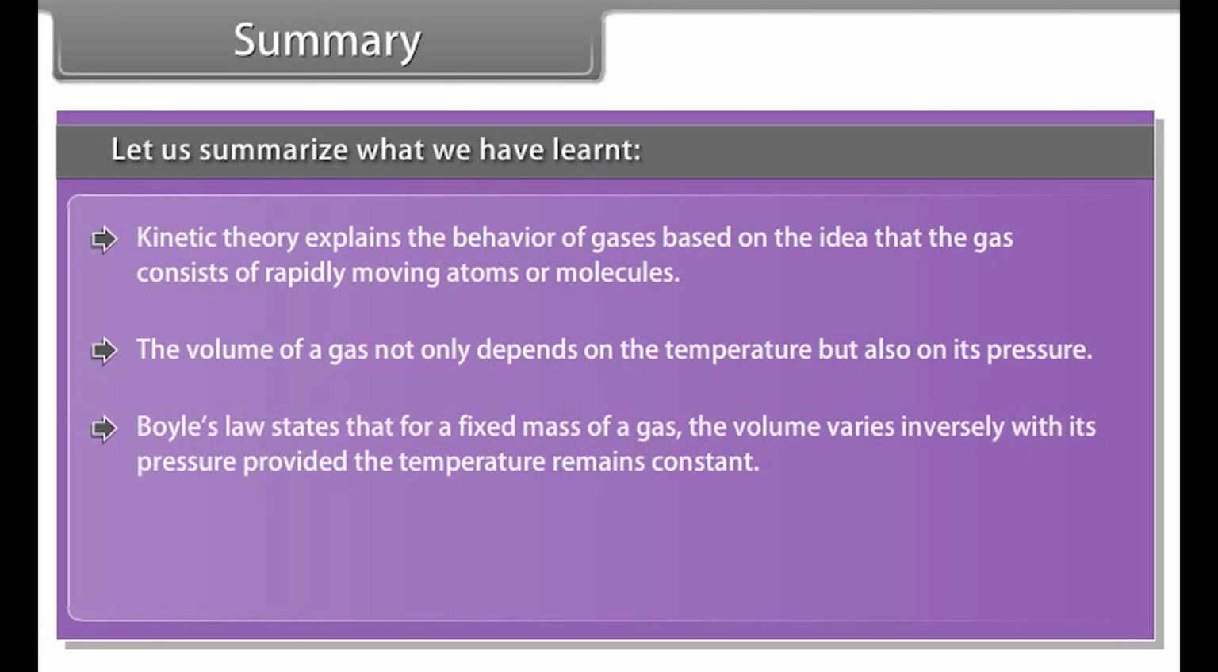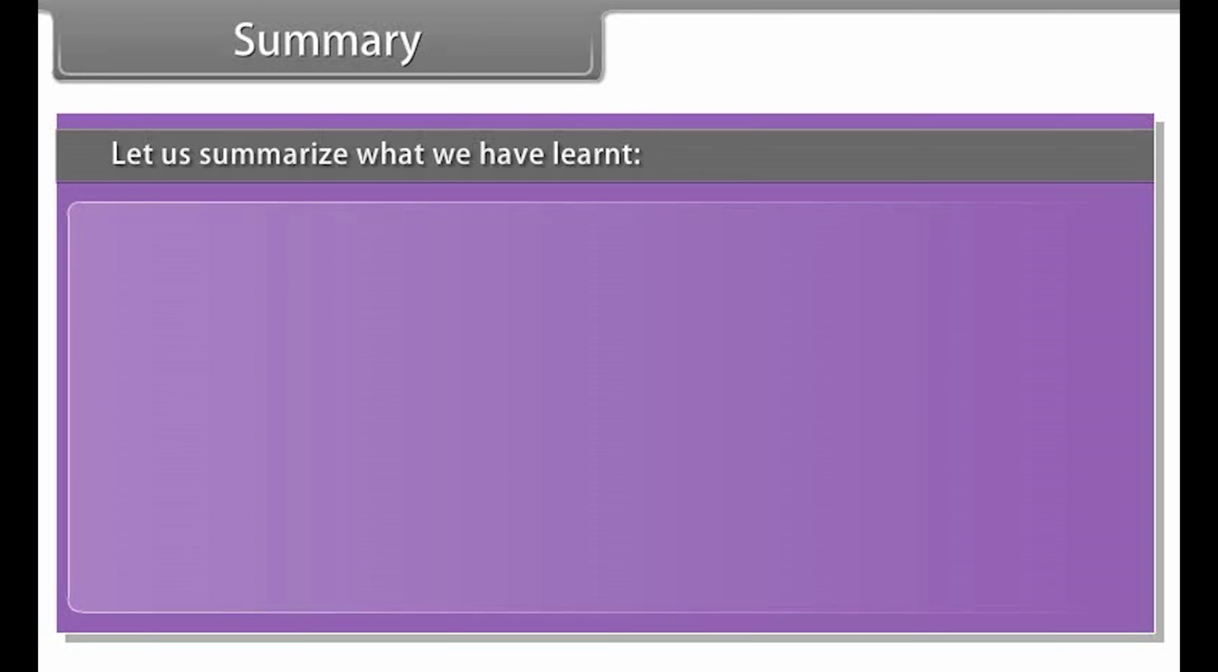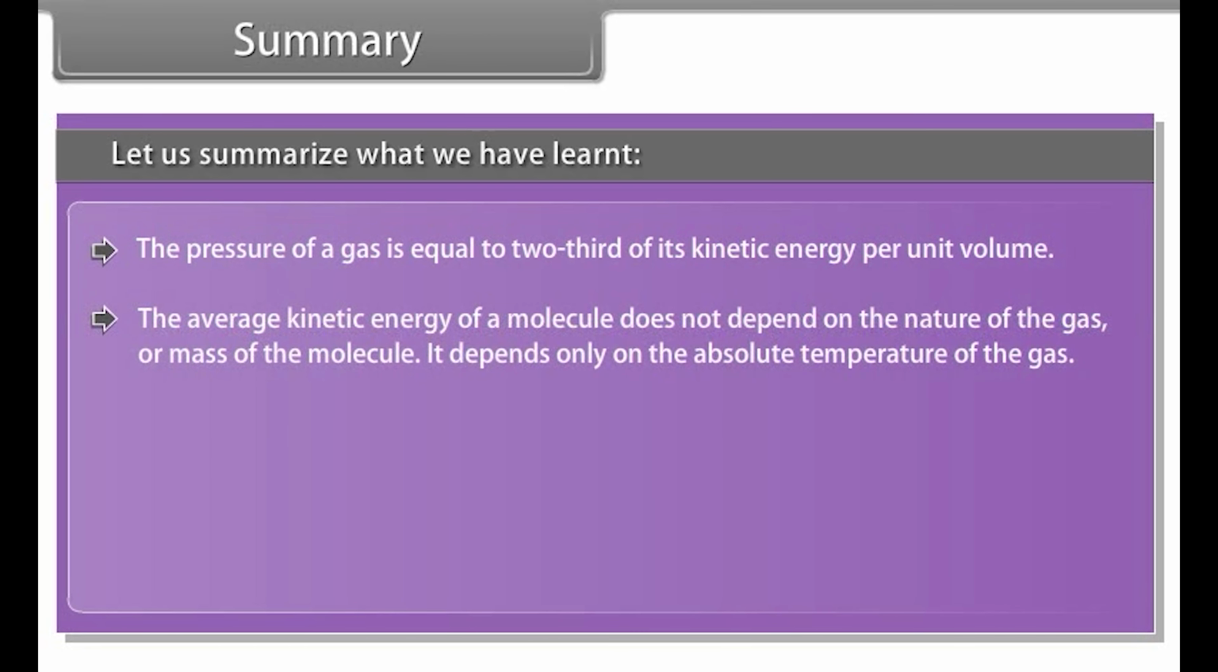Boyle's law states that for a fixed mass of a gas, the volume varies inversely with its pressure provided the temperature remains constant. Charles' law states that the volume of a gas changes by gamma P of its volume at 0 degrees centigrade for each 1 degree centigrade temperature change, provided the pressure remains constant. The pressure of a gas is equal to 2/3 of its kinetic energy per unit volume. The average kinetic energy of a molecule does not depend on the nature of the gas or mass of the molecule. It depends only on the absolute temperature of the gas.